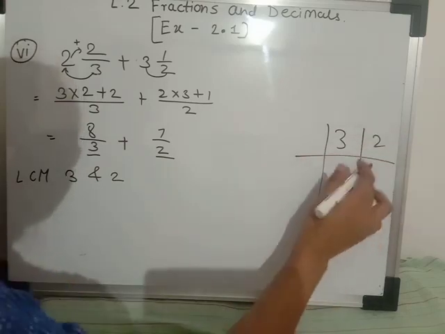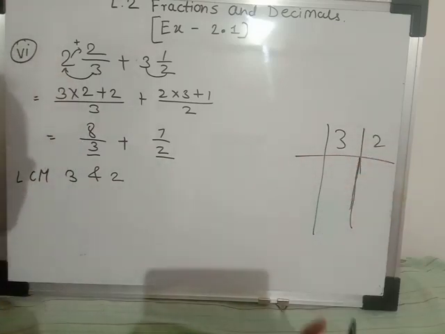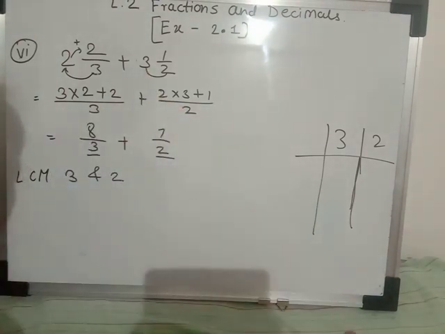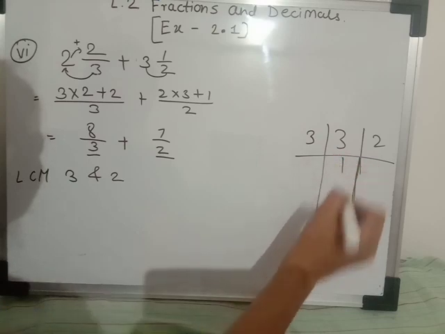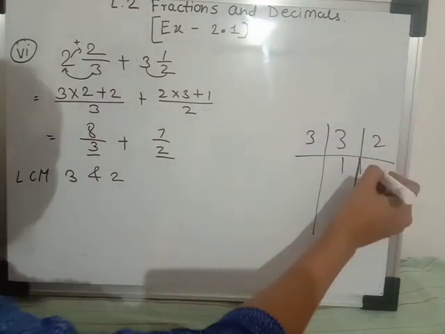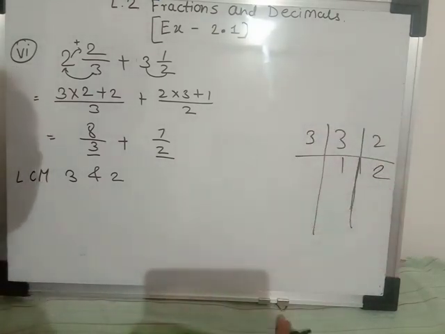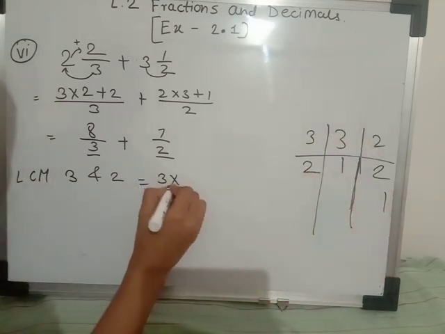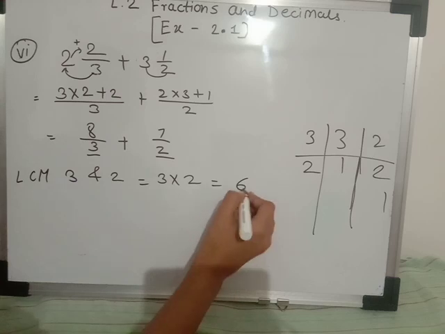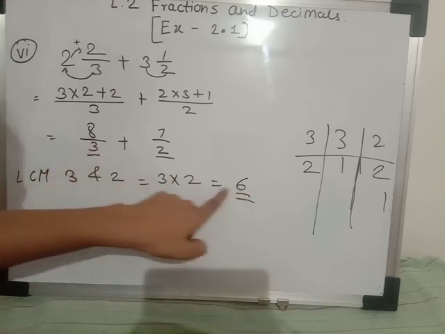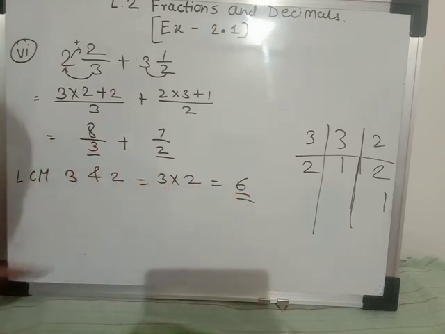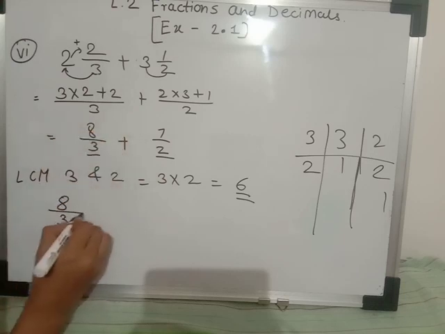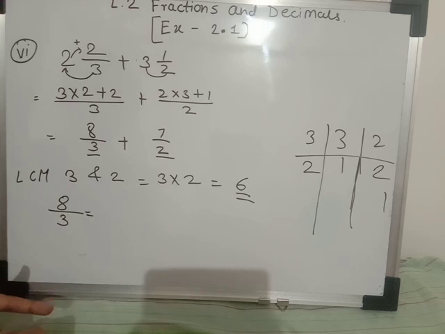Now both numbers are prime number. Prime number means what? Prime numbers are those numbers which are divisible only by themselves, not divisible by any other number. So 3 divided 3 ones are 3, 2 as it is because we can't divide the 2 with the 3. So 2 ones are 2. So here 3 multiplied by 2 is equal to 6. So our denominator will be 6. Okay. So here our first fraction is 8 upon 3. Okay, which number I will multiply with the 3?